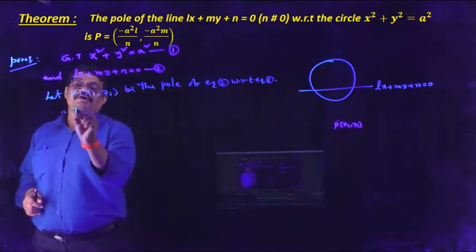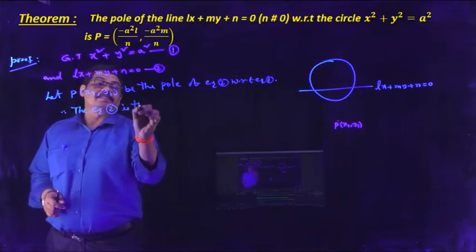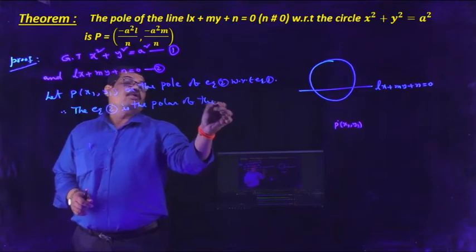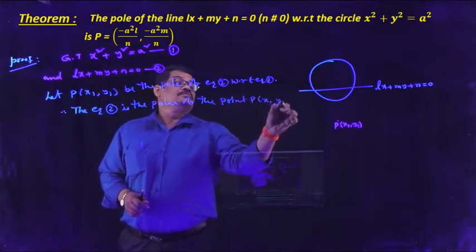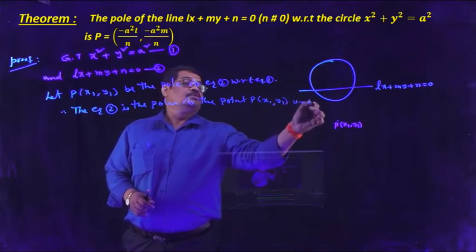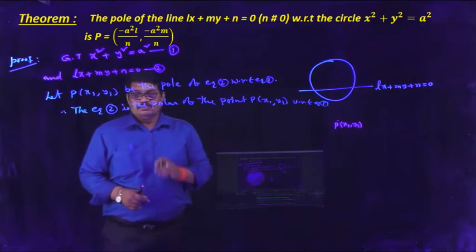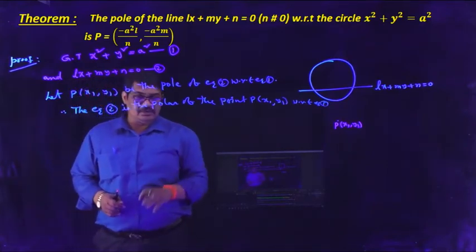Therefore, here we are writing the equation 2 is the polar of the point P of x1, y1 with respect to the circle equation 1. Okay. So, equation 2 is the polar of P of x1, y1 with respect to the circle.